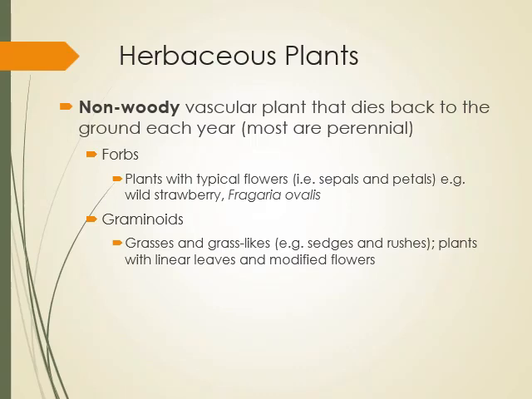So the two categories of non-woody vascular plants, of herbaceous plants, are forbs and graminoids. What are forbs? Forbs are plants with typical flowers, so sepals and petals, such as the wild strawberry. These typical flowers are the type of flowers that you would buy for your mother on Mother's Day. Okay? Graminoids are grasses and grass-likes, such as sedges and rushes. And these are plants with linear leaves and modified flowers. In other words, they do not look like the flowers that you would buy for your mother on Mother's Day.